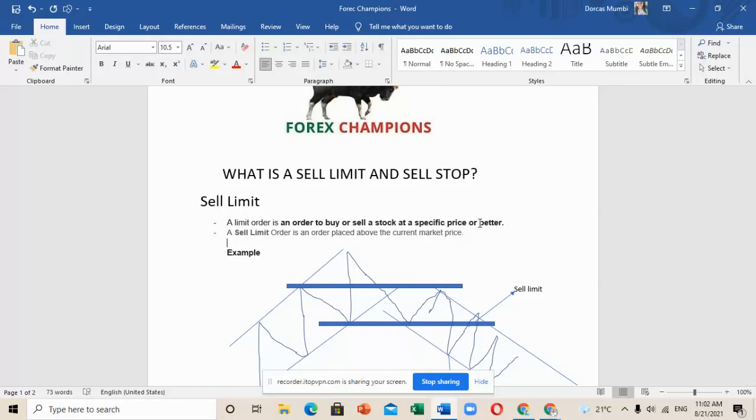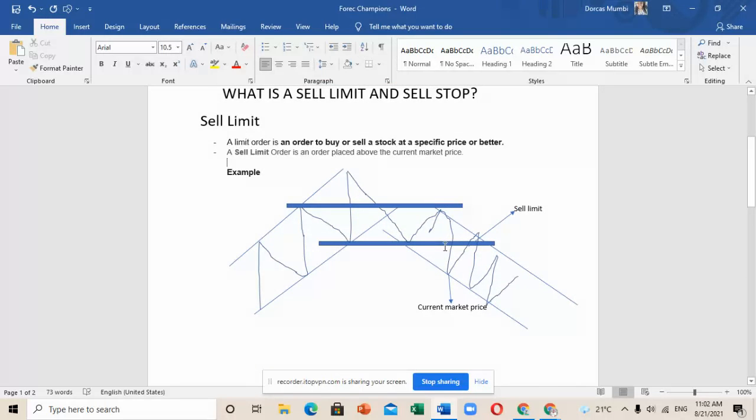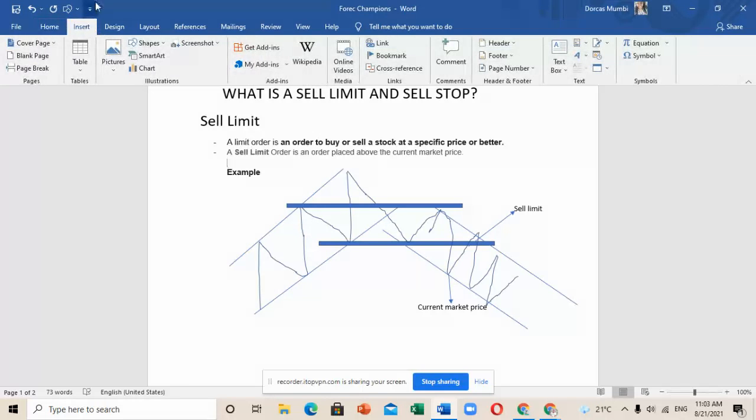In my previous video, I talked about what a limit is, but I can go through it again. A limit order is an order to buy or to sell a stock at a specific price or at a better price. When it comes to a sell limit, we say that a sell limit order is an order placed above the current market price. I will be explaining on the graph that I've made here, and also on the real graph, the forex graph that is usually traded. So let me explain what a sell limit is when it comes to forex.